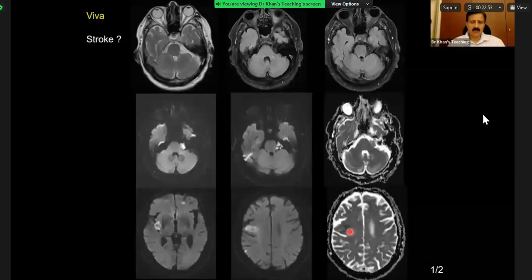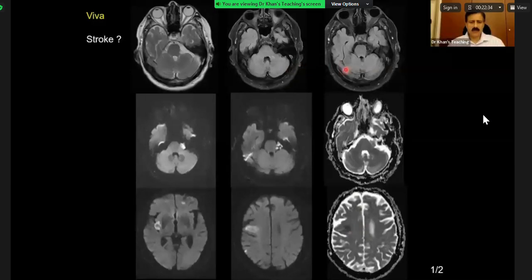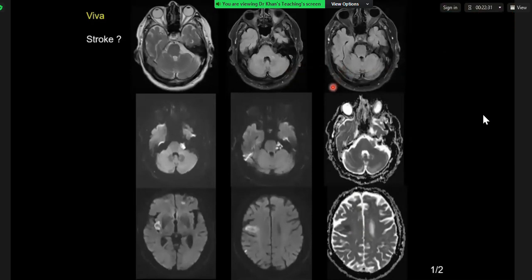So this is your exam case, satisfaction of search. In the left CP angle, I think there is a high T2 lesion. Is that a fat saturated sequence in the top row? Yeah, FLAIR. So there's a lesion in the left CP angle, which is high on T2, and it suppresses on the FLAIR. But it restricts on diffusion weighted image, so it could represent an epidermoid cyst.